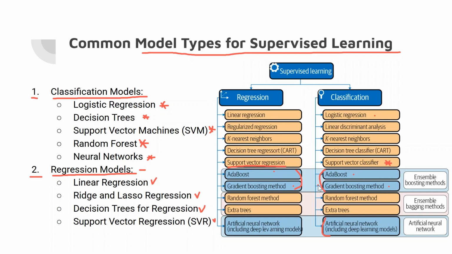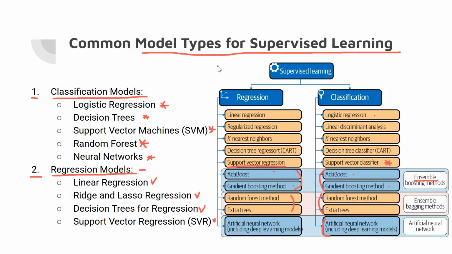Random forest and extra trees take a different approach. They build many trees independently and combine their results. This approach reduces errors and prevents overfitting. These ensemble methods are famously powerful and widely used in competitions and real projects.